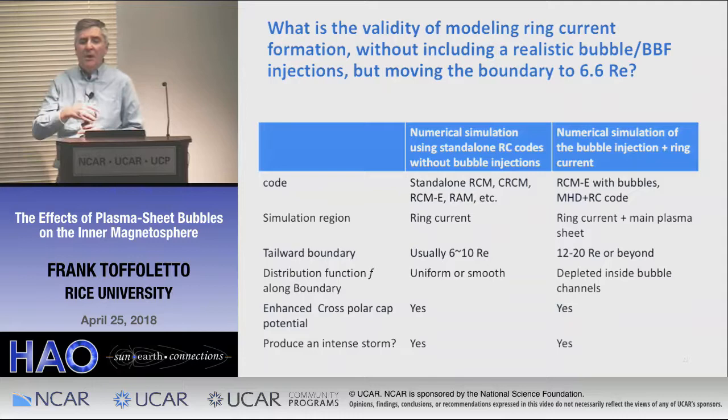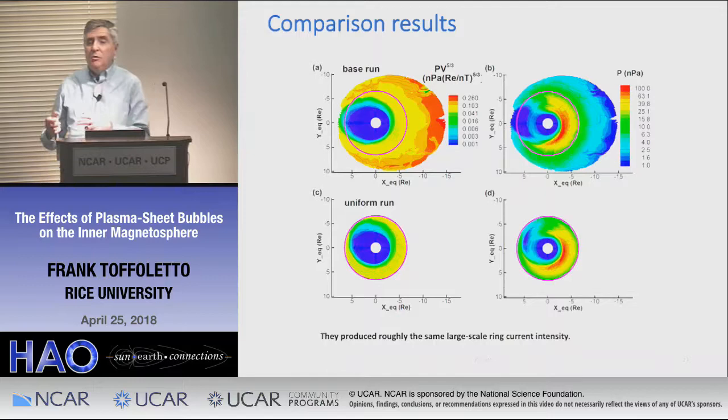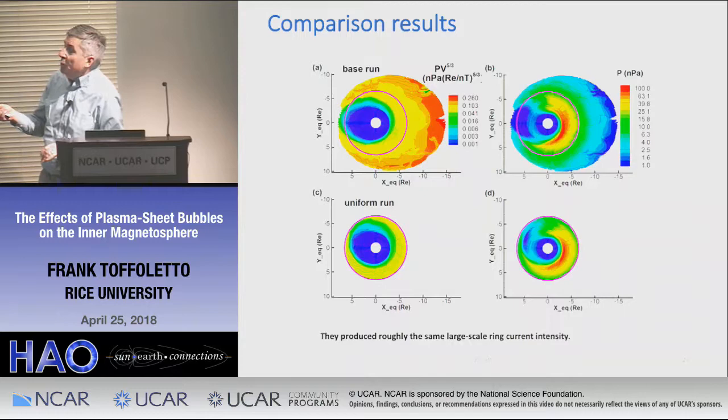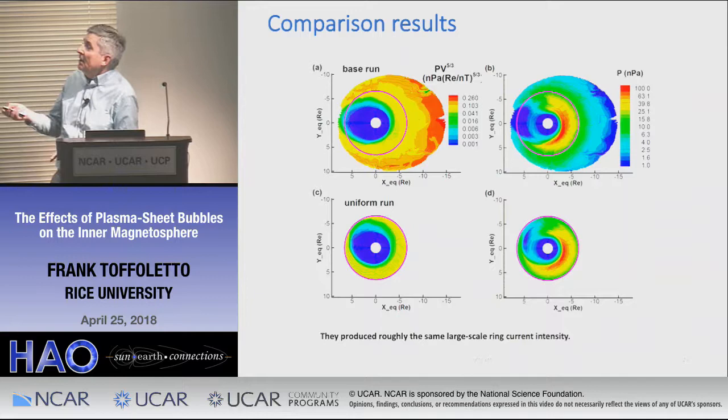So the conclusion of what he found, and I'll show you the result, is that if you run the RCME with the bubbles, and you take the boundary condition at 6 RE, which is this boundary right here, which has no bubbles, because by the time they make their way in there, the bubbles are gone, they've dissipated. You take the boundary condition here and use that, and you basically also get a ring current.